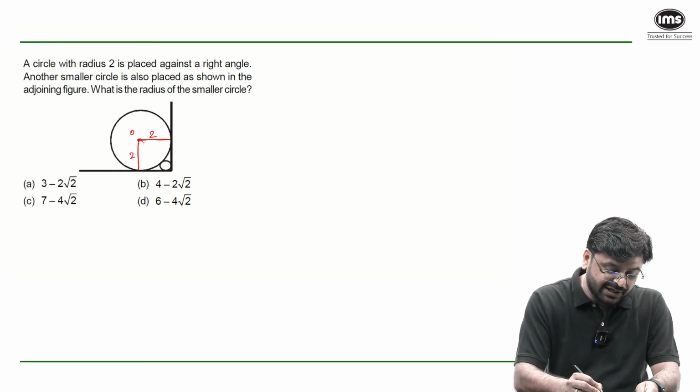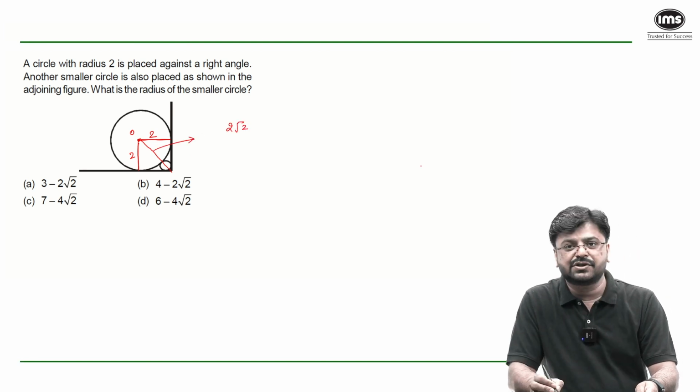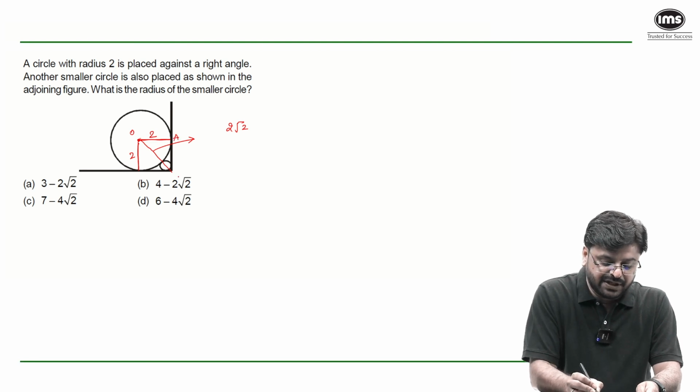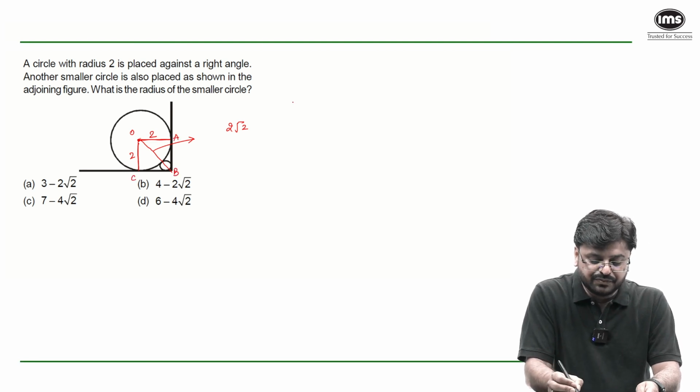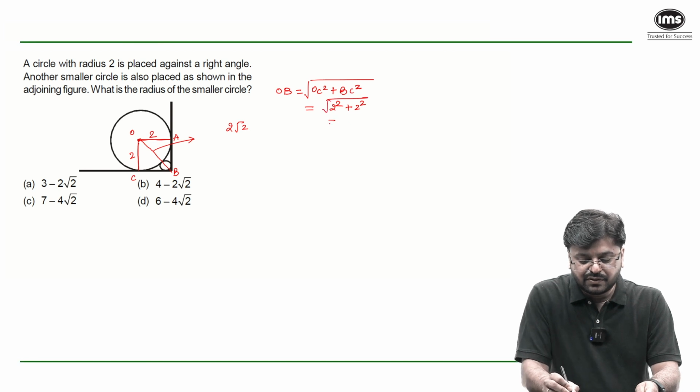Now, the diagonal of this will be 2 root 2. We are using Pythagoras here. If I name them A, B, C, O, so OB here is nothing but under root OC square plus BC square, which is equal to under root 2 square plus 2 square. Okay, this is under root 8 or 2 root 2.